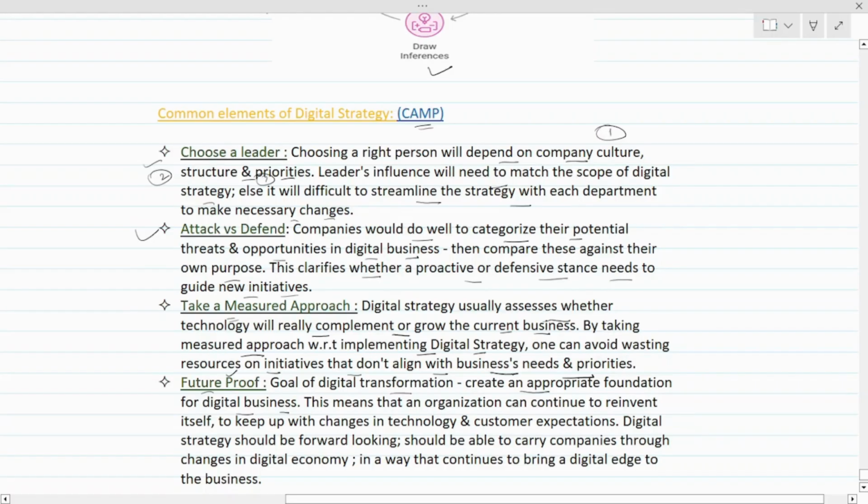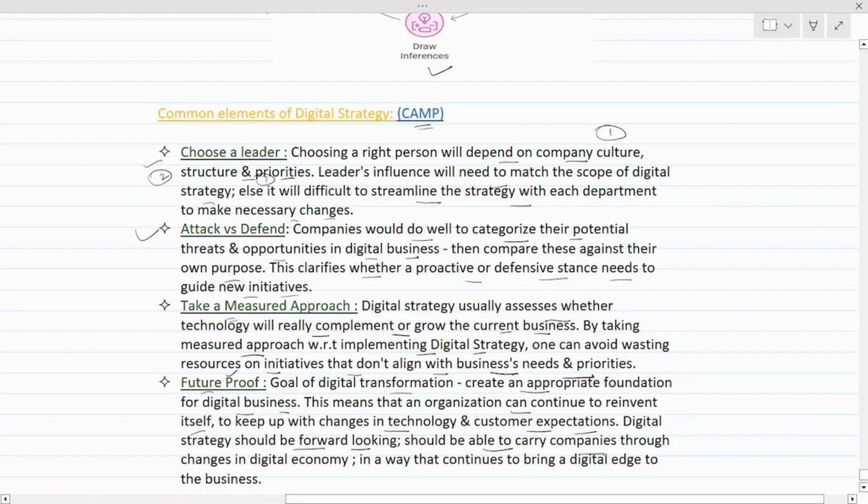This means that an organization can continue to reinvent itself. That means they can change as per the need of the hour, or as per the customer preferences, or if the business dynamics itself is changing, they can reinvent themselves as and when required to keep up with changes in technology and customer expectations. So basically they can reinvent themselves to keep up with changes in technologies and customer expectations. Digital strategy should be forward looking, right?